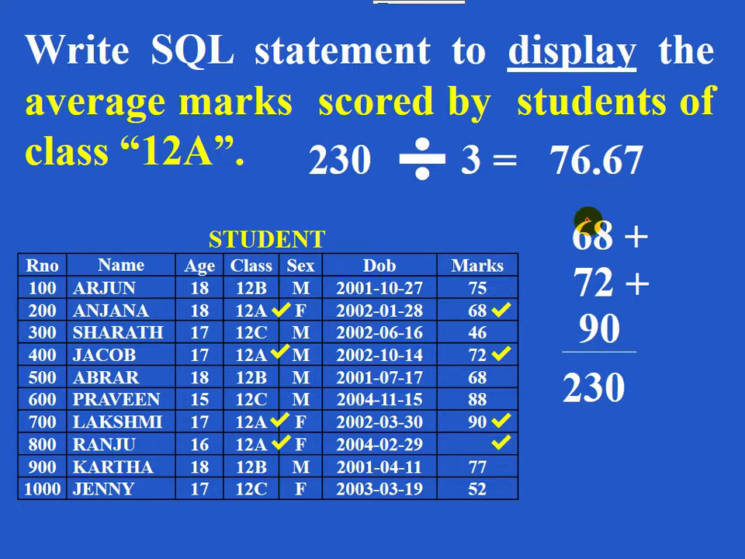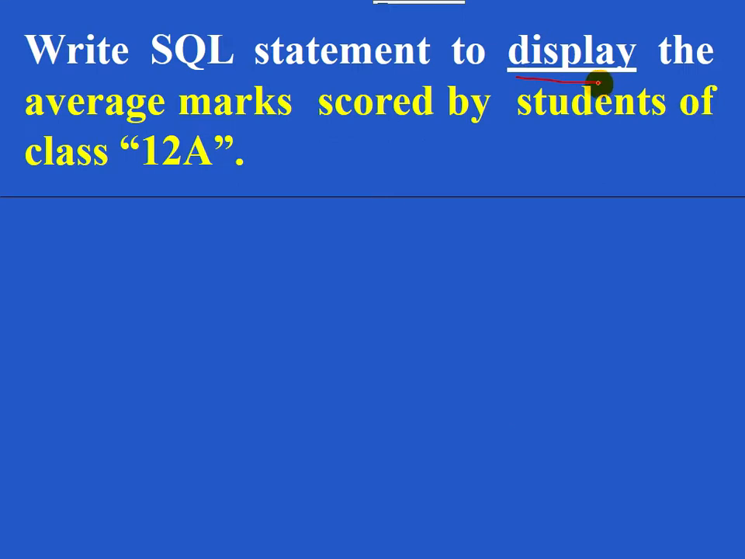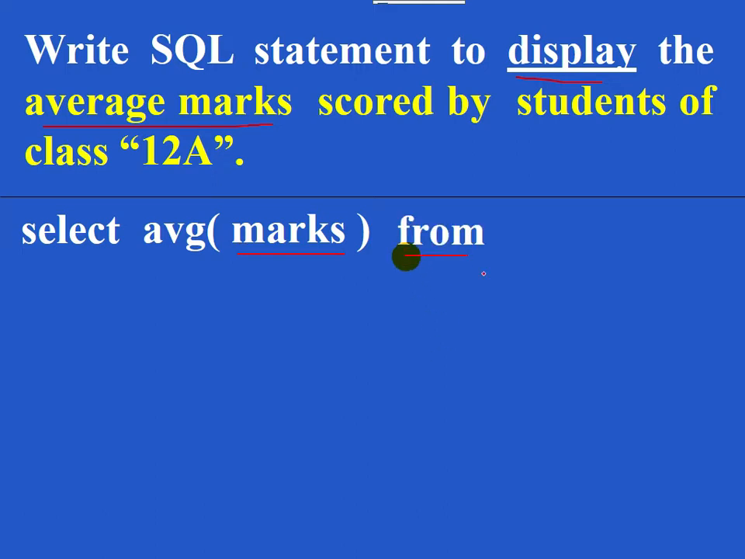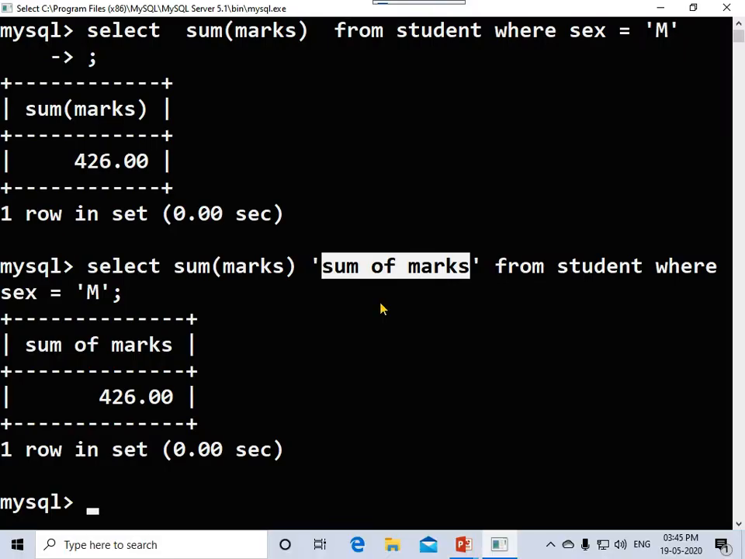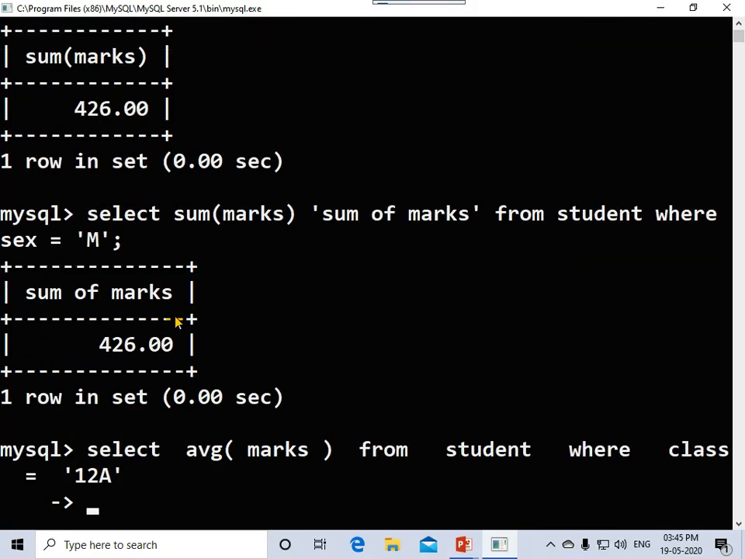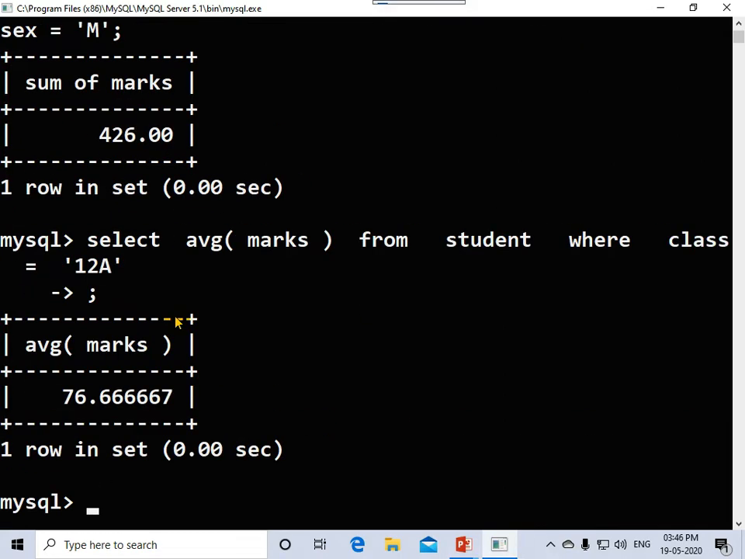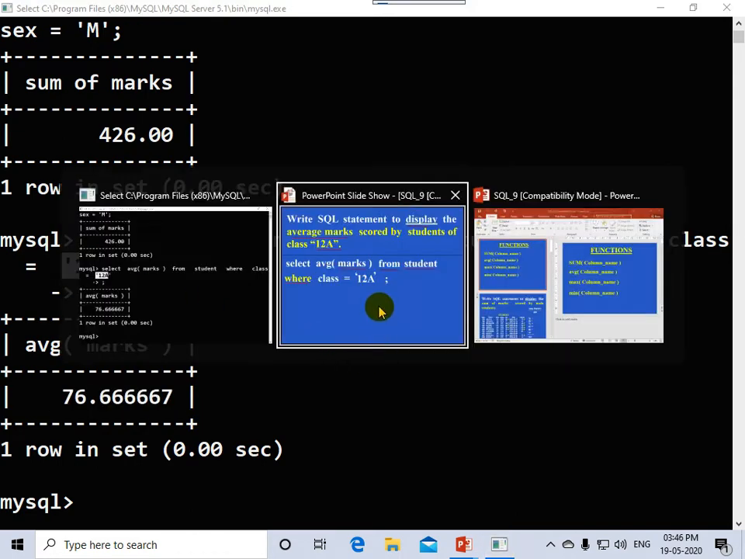How do you write the SQL statement for this? Display, SELECT average marks, AVG within brackets, column name, followed by FROM, followed by table name. Condition is there, WHERE class is equal to 12A. Let me implement this in MySQL. Let me copy paste the command. So you can see the average marks scored by students of class 12A.